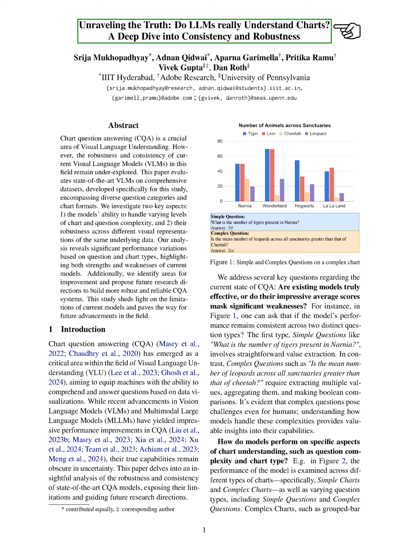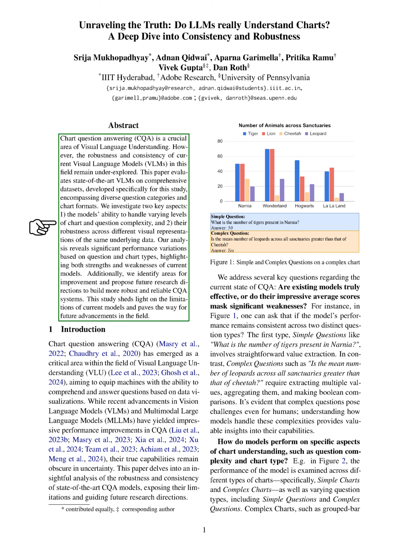Section: Introduction. In this section, we delve into an insightful analysis of chart question answering, CQA, within the realm of visual language understanding, VLU. Our aim is to equip machines with the ability to understand and respond to questions based on data visualizations. While recent advancements in vision language models, VLMs, and multimodal large language models, MLLMs, have shown impressive performance in CQA, there are still uncertainties about their true capabilities. We explore the robustness and consistency of state-of-the-art CQA models, uncovering their limitations and guiding future research directions.